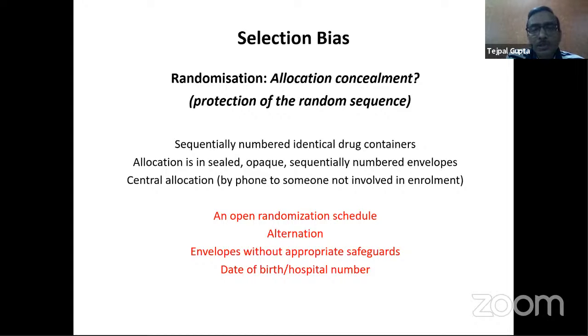So how does one assess whether the random sequence has been protected? Again, the ones in black are valid methods: sequentially numbered identical drug containers, allocation in a sealed opaque sequentially numbered envelope, central allocation by telephone or IVRS or email. However, the ones in red, an open randomization schedule, by alternation, envelopes without appropriate safeguards, and by date of birth or hospital number, do not lead to sufficient protection of the random sequence. So they do not conceal the allocation.